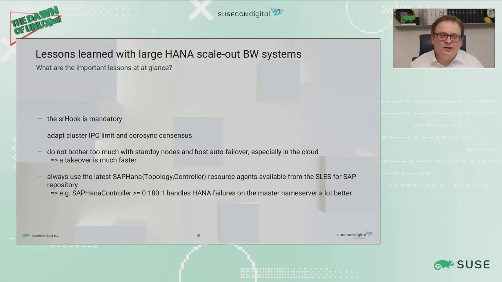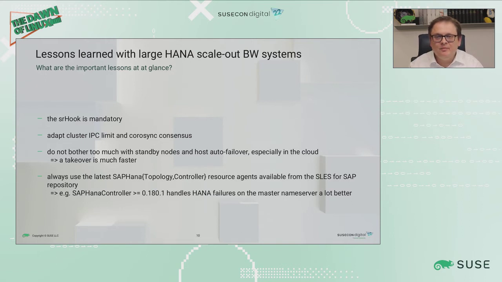Then it is of course always a good idea to use the most recent releases of the two resource agents, SAP HANA Controller and SAP HANA Topology for HANA Scale-Out, because even if these agents are or always have been quite good, there are always things to improve, and especially in recent releases, for the situation when the HANA master name server is down or has failed, more recent versions of these resource agents can handle taking down the rest of HANA much more efficiently.